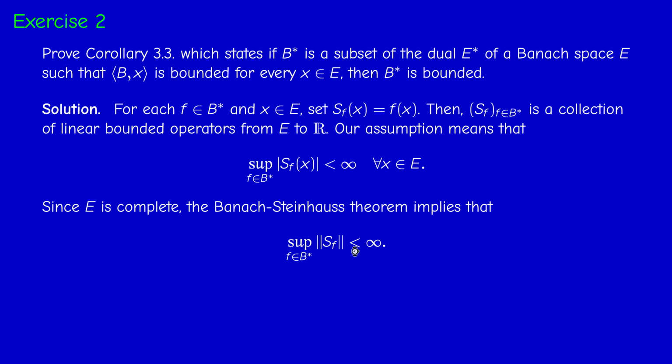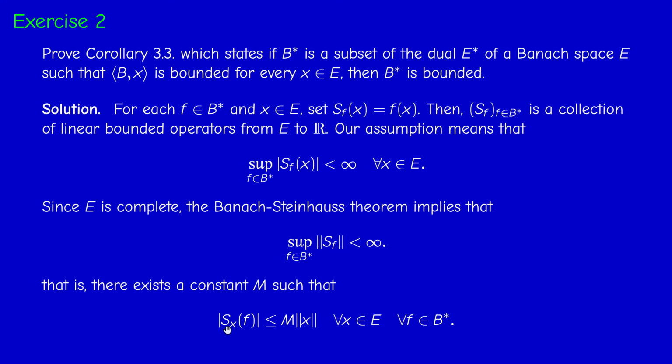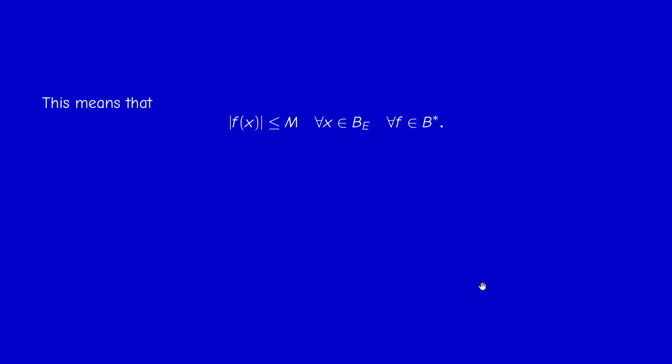And this is equivalent to saying that the norm of Sx of f, which is just the absolute value because the target spaces are the scalars, is less than this quantity that I call M times the norm of x. So it's completely parallel, if you like, but now I don't need to use the Hahn-Banach theorem. I just use the definition. So I have f of x, which is just Sf of x, is less than this constant capital M for every x in the closed unit ball and for every f in the set that I'm interested in, B star.